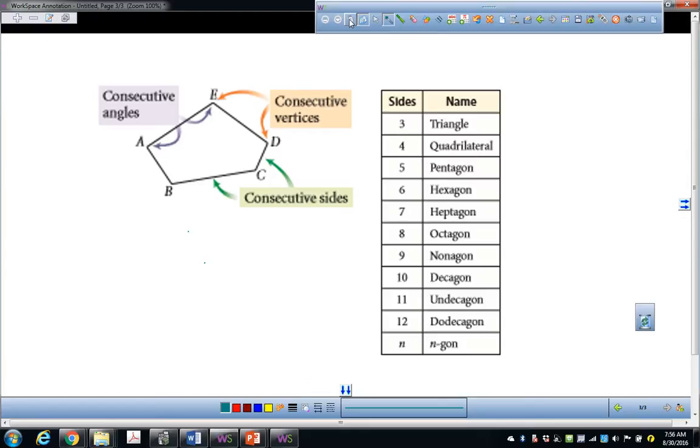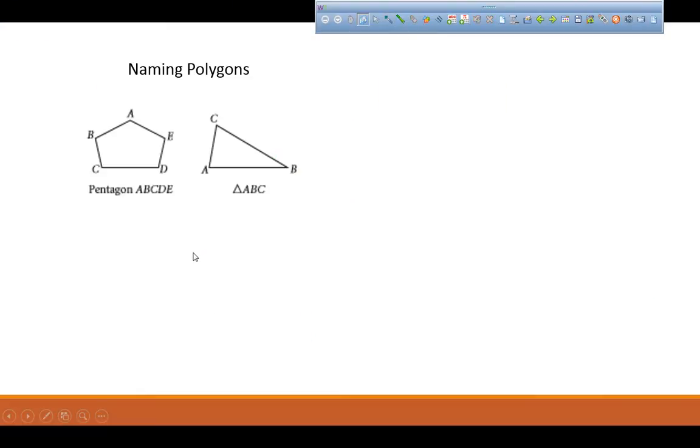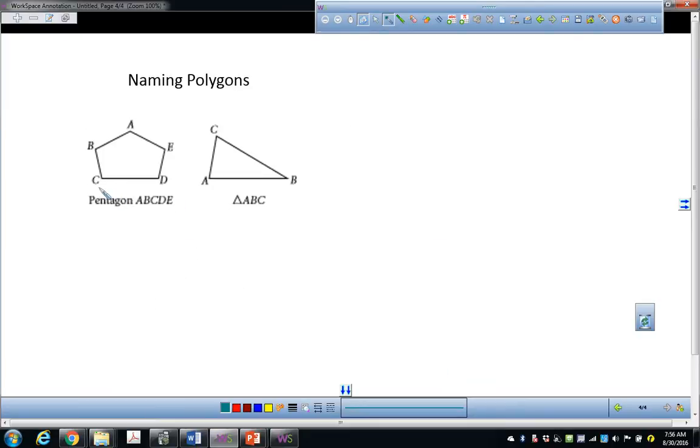Okay. And this is, I cut and pasted most of this stuff out of your book. Naming polygons. When you name a polygon, you name it by consecutive vertices, okay? You could start anywhere you want. So I could name this A, B, C, D, E. I could also name it B, C, D, E, A, right? I could also name it D, E, A. I could go this way. It doesn't matter which way you go, as long as you go in order of the points.